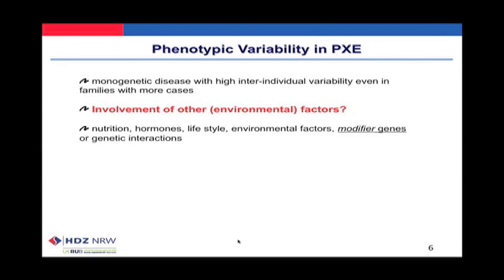It's quite interesting that PXE is a monogenic genetic disease, which means it's caused by one gene defect. But when you look at patients who carry the same mutations, you see that there is a high inter-individual variability, even in families with more cases. We have, for instance, such a family in Germany. There are 3 brothers affected, but they all present with quite different expression of the disease. One has a more severe eye involvement, and in another boy, for instance, you see the typical expression of the skin lesions.